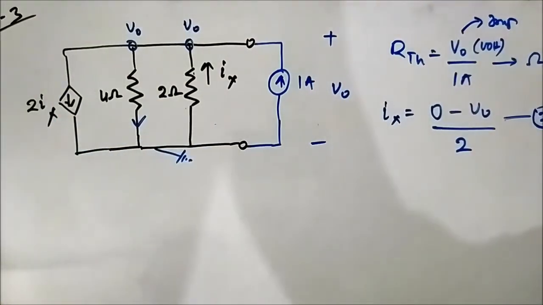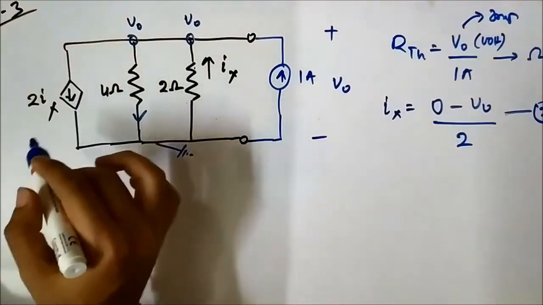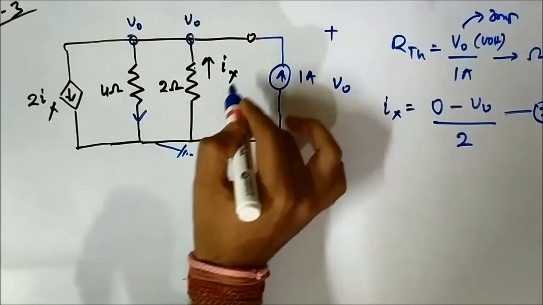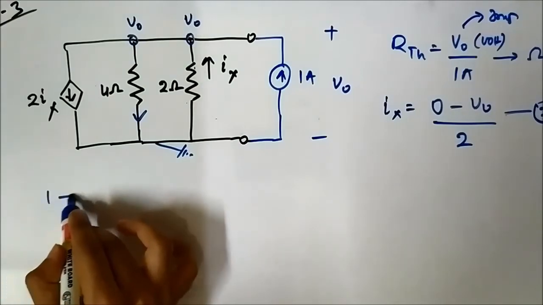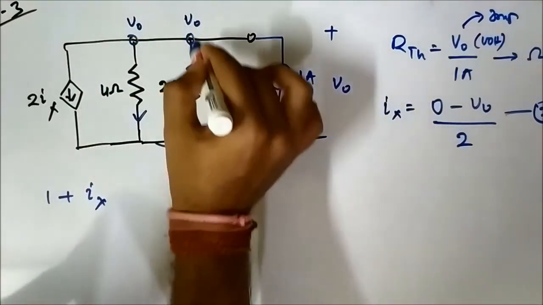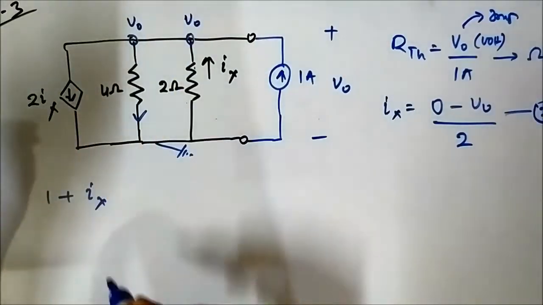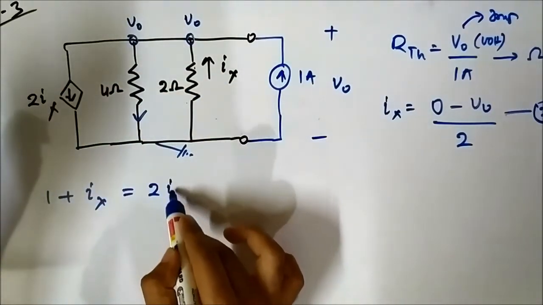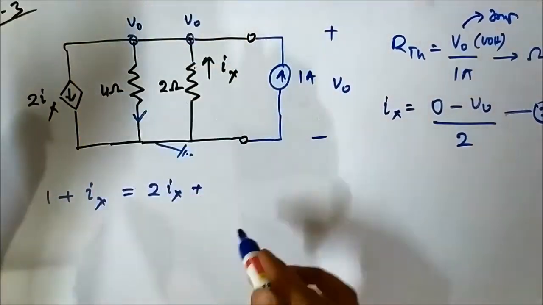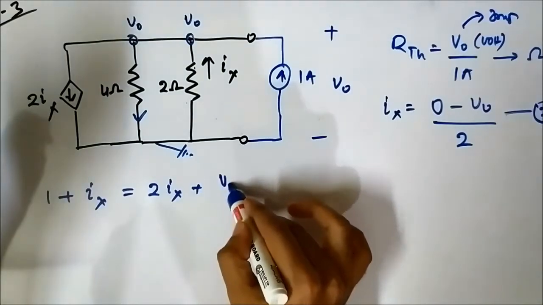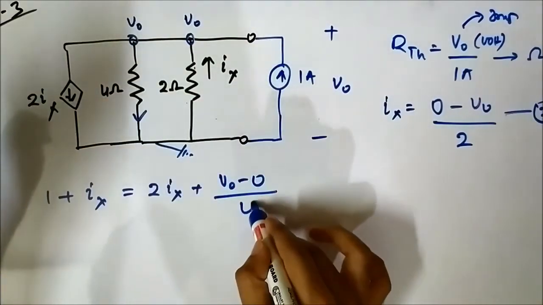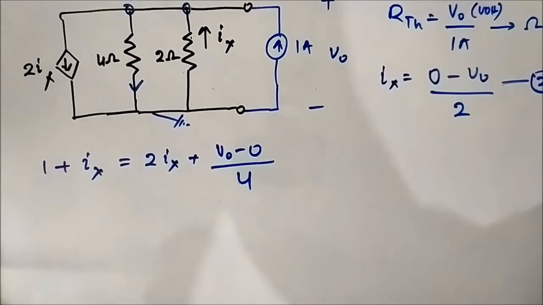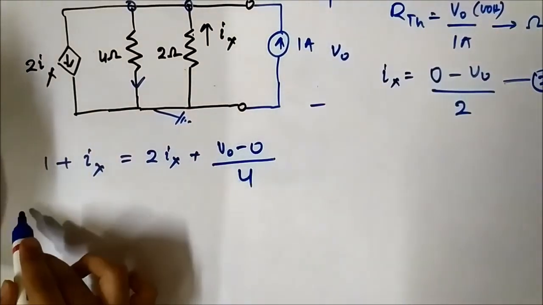Here let us write the nodal equations. All the outward going currents on one side, all the incoming currents on the other side. 1 ampere and Ix are flowing towards the node. All this is one node because the node potentials are the same, V0. 1 ampere plus Ix on one side, and 2 Ix and this current, which is V0 minus ground by the resistance involved, which is 4. I have already made a video related to applications of nodal analysis, you can check it out. Now we will replace Ix with this.